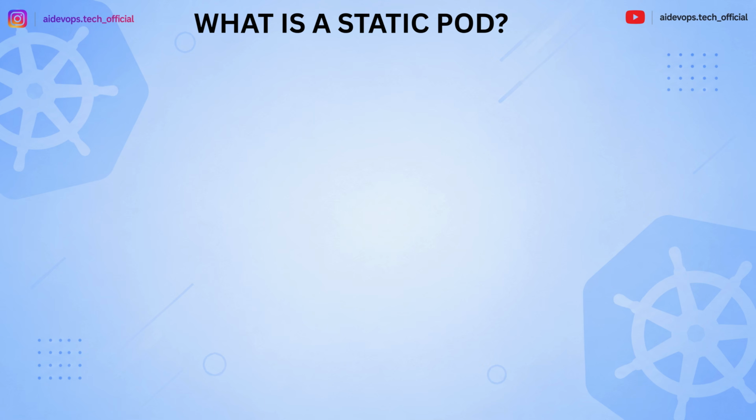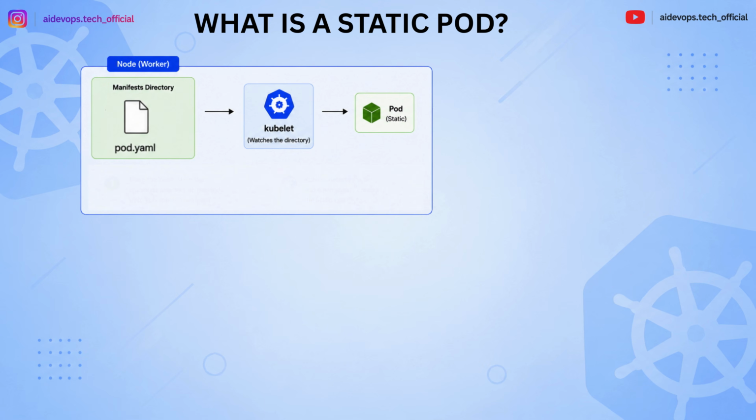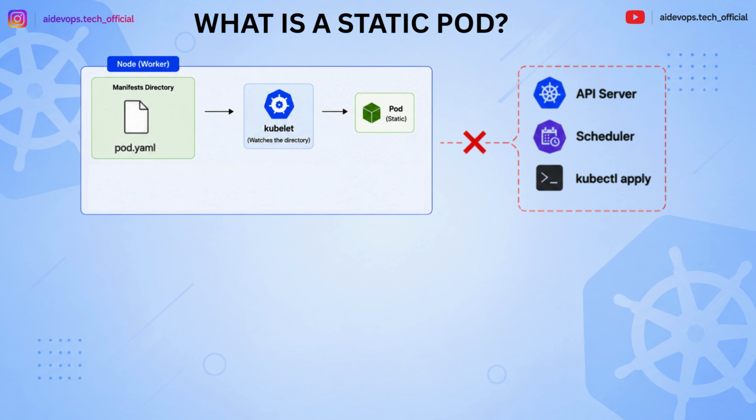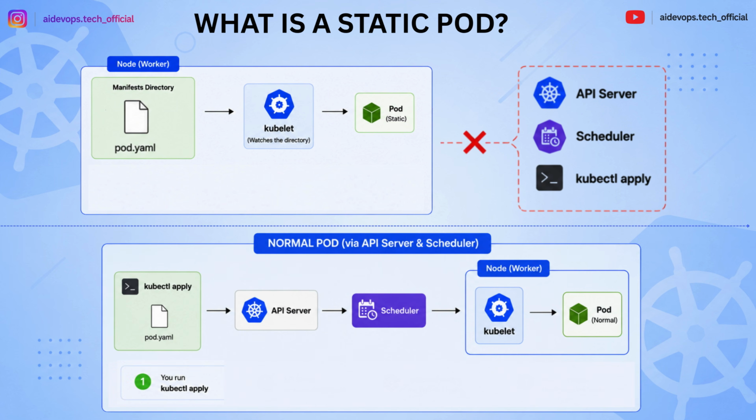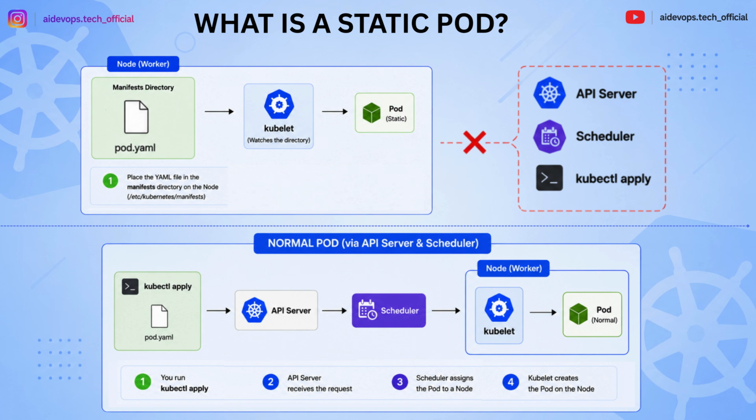So what is a static pod? A static pod is a pod which is managed directly by the kubelet on the node without any involvement from the API server or control plane. With a normal pod, you run kubectl apply, the API server receives the request, the scheduler assigns it to the node, and the kubelet creates the pod. But with a static pod, you place the YAML file directly in a special folder on the node, and the kubelet watches that folder, sees the file, and automatically creates the pod. No API server, no scheduler, and no kubectl apply is needed.